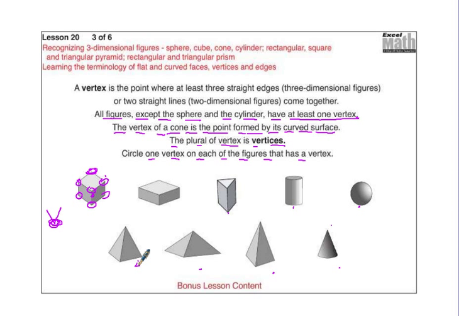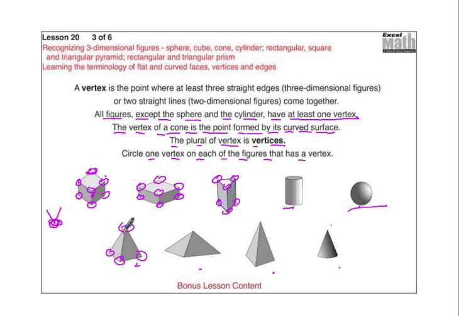All right, now that you've circled one vertex on each, you should have circled one of these. Just any of the corners, basically. Here we have a vertex, vertex, vertex, vertex. This has no vertices, that has no vertices. You should have circled one of these.